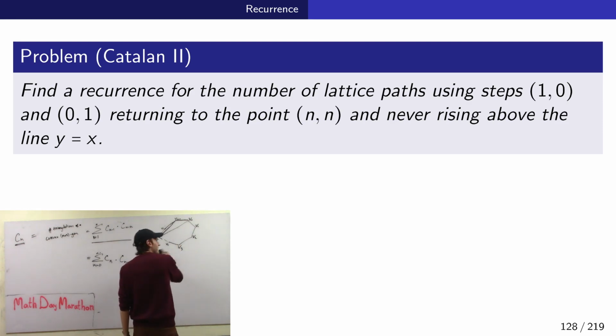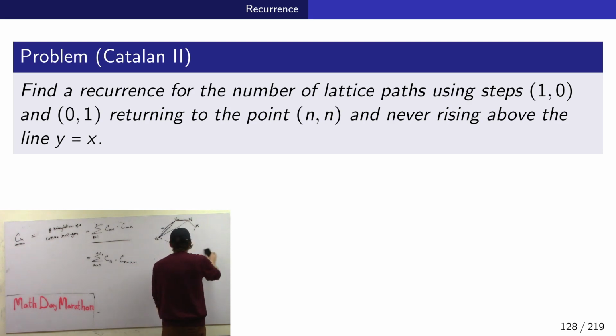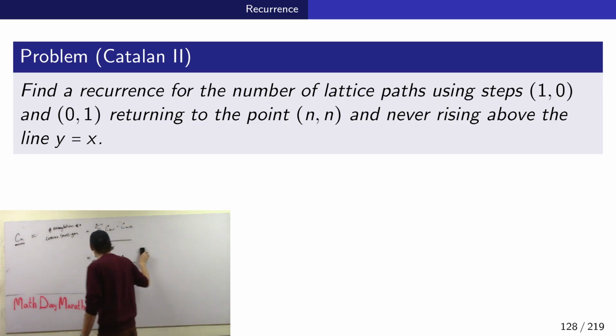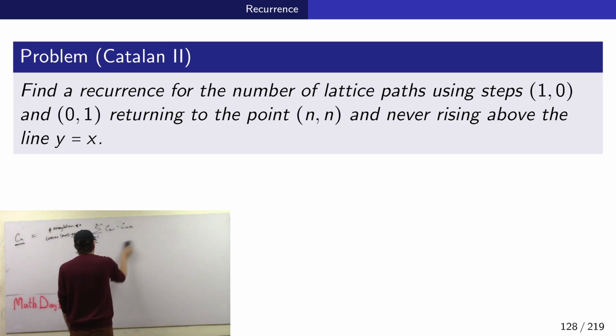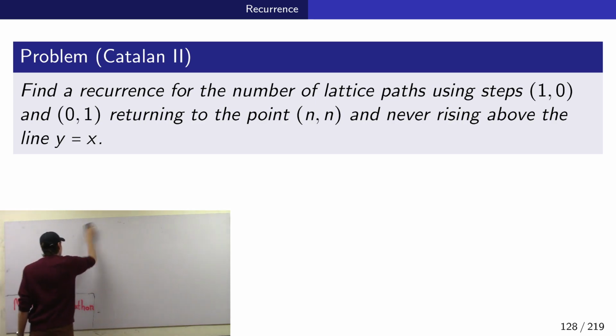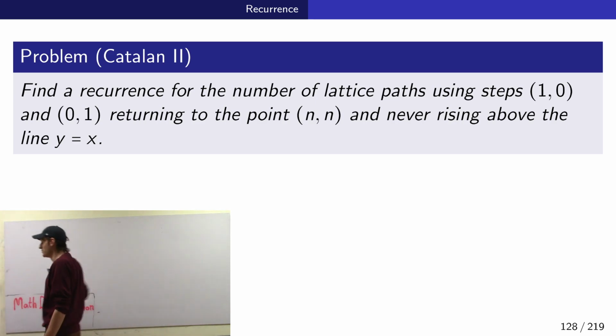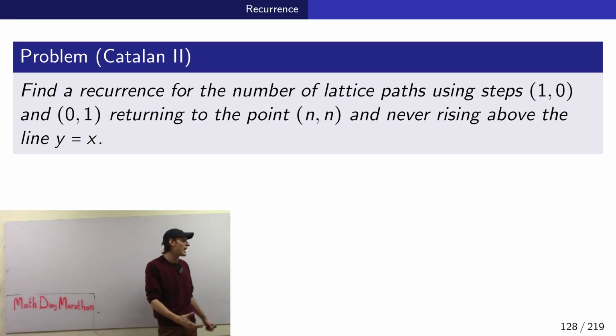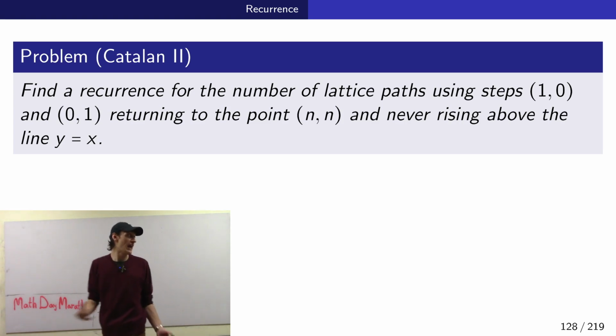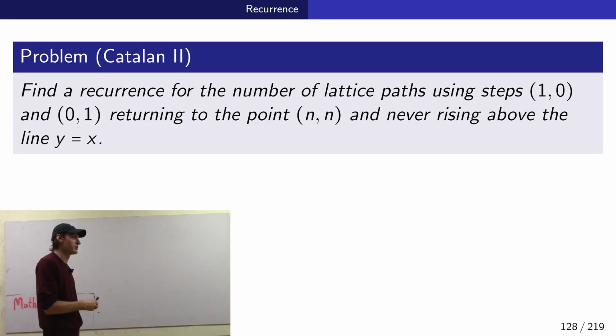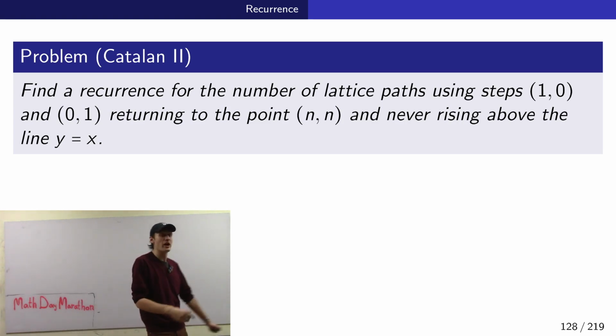I have another problem. It's, I don't know, maybe suggestively named Catalan 2 right now. This is a good one, yeah. So Catalan 2, we're going to find a recurrence for the number of lattice paths using steps 1, 0 and 0, 1, returning to the point n, n. They have to start at the point 0, 0, and never rise above the line y equals x.